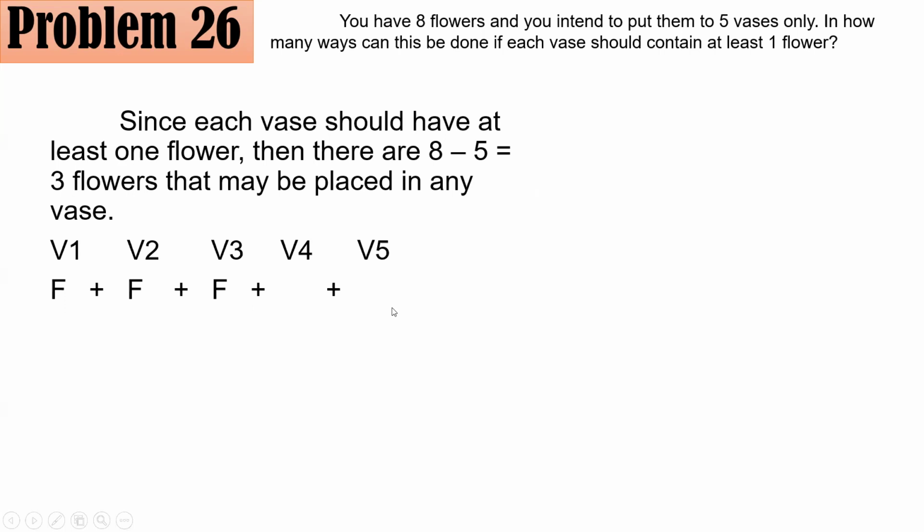Remember, you are going to distribute only 3 flowers. It's also possible that none plus 1 flower plus none plus 1 flower. It's also possible that the 2 flowers will be placed in the first vase plus none plus none plus none plus 1. And if you could see, in any possibility, here we have 4 Fs and 3 plus symbols. That's a total of 7.